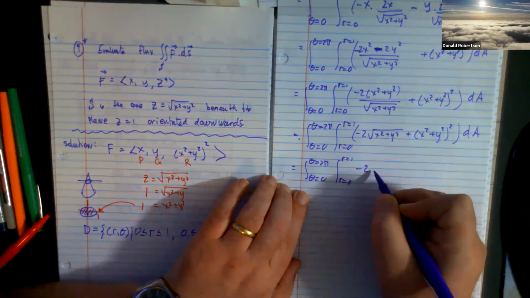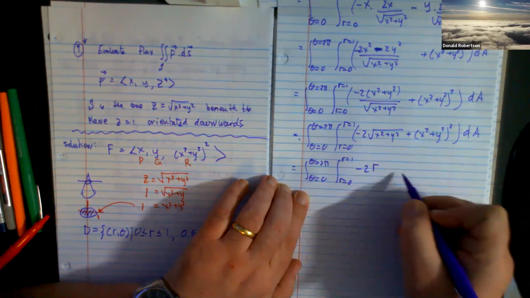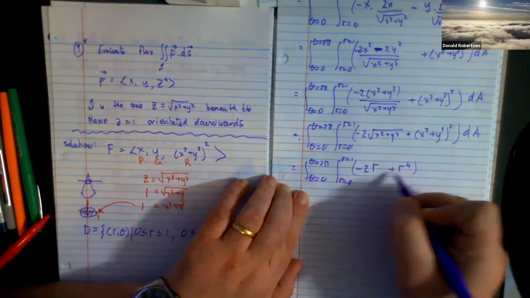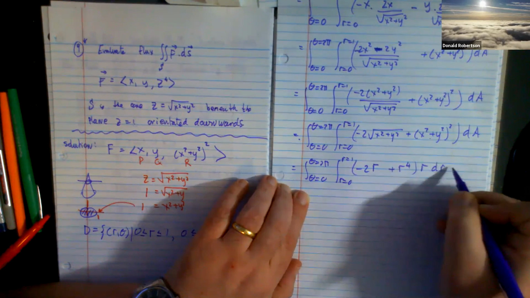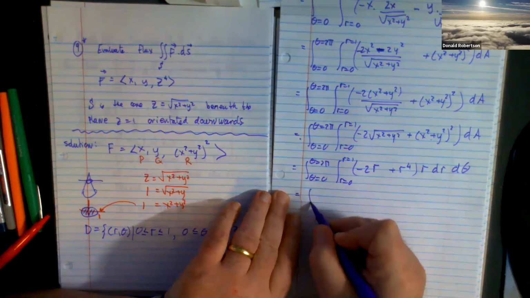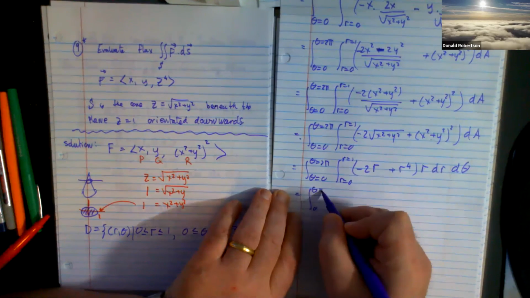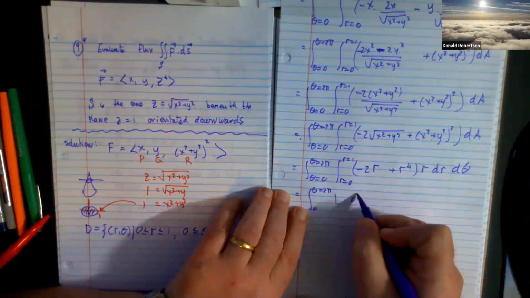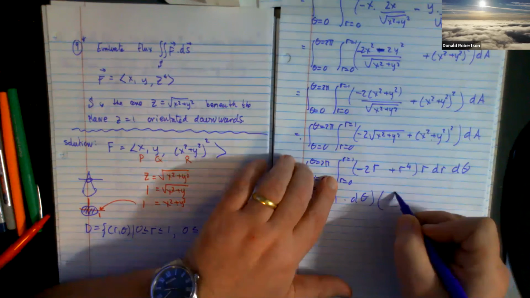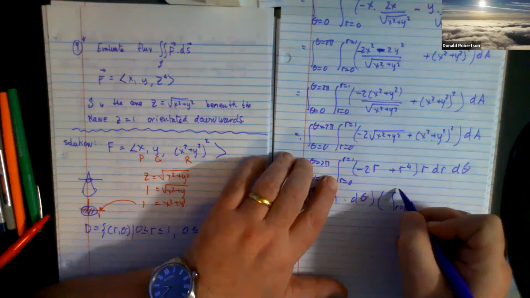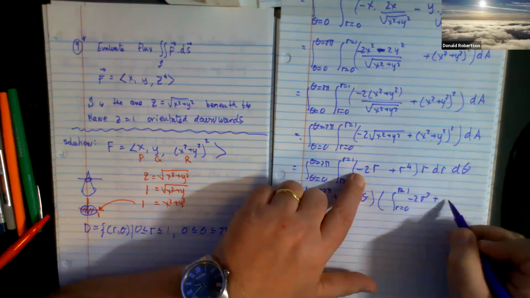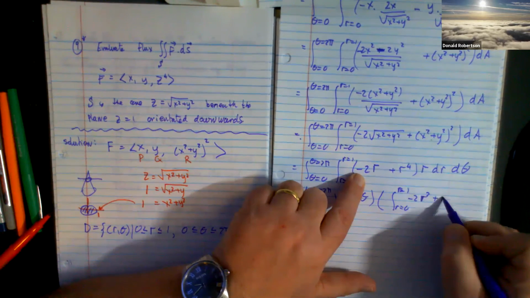Negative 2, that guy is r. This guy is r squared squared. r dr d theta. This is variable separable. So I'll do this fella. And then I'll do r equals 0 to r equals 1 of negative 2r squared plus an r to the 4.